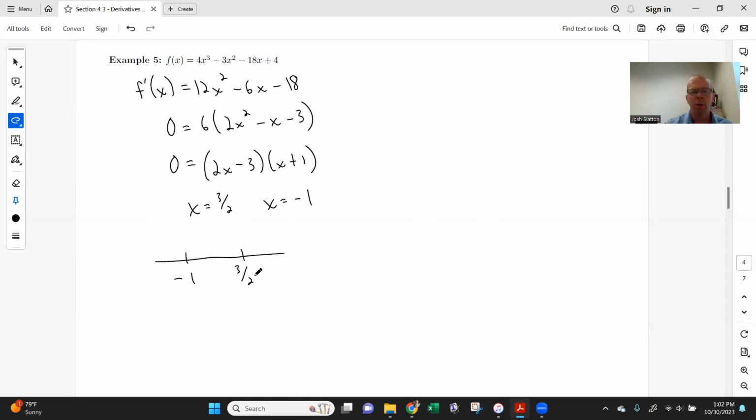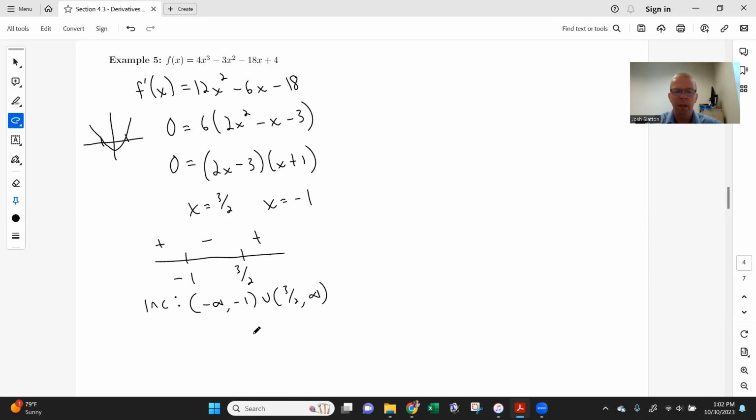Just make sure you put them in the correct order. And again, this is a quadratic with a positive coefficient. So it's going to have our -1 there, 3/2 there, and then it's going to look like that. So we're positive, negative, positive. And so that means we are increasing from negative infinity to -1, and then from 3/2 to infinity. And we're decreasing between those, so -1 to 3/2.